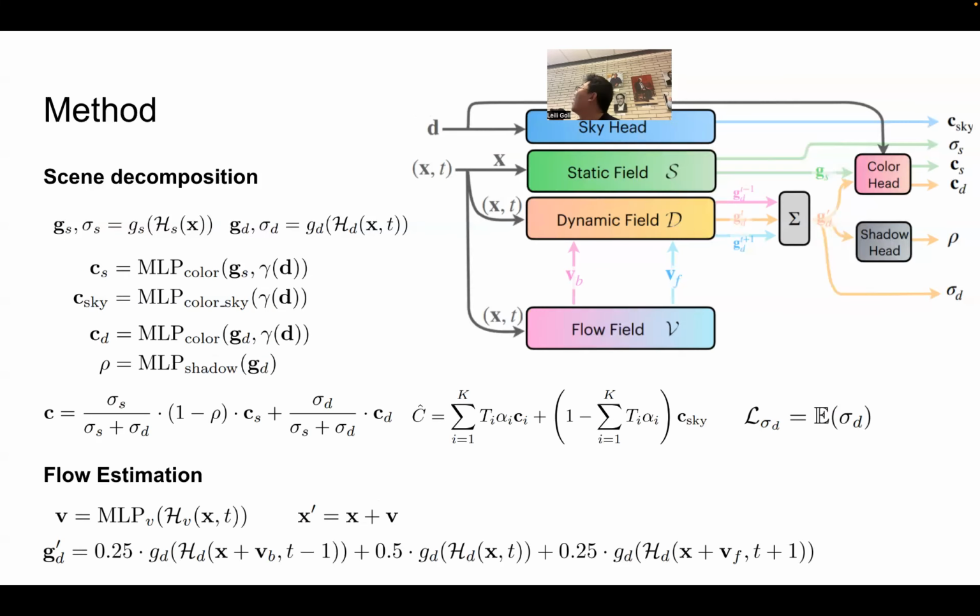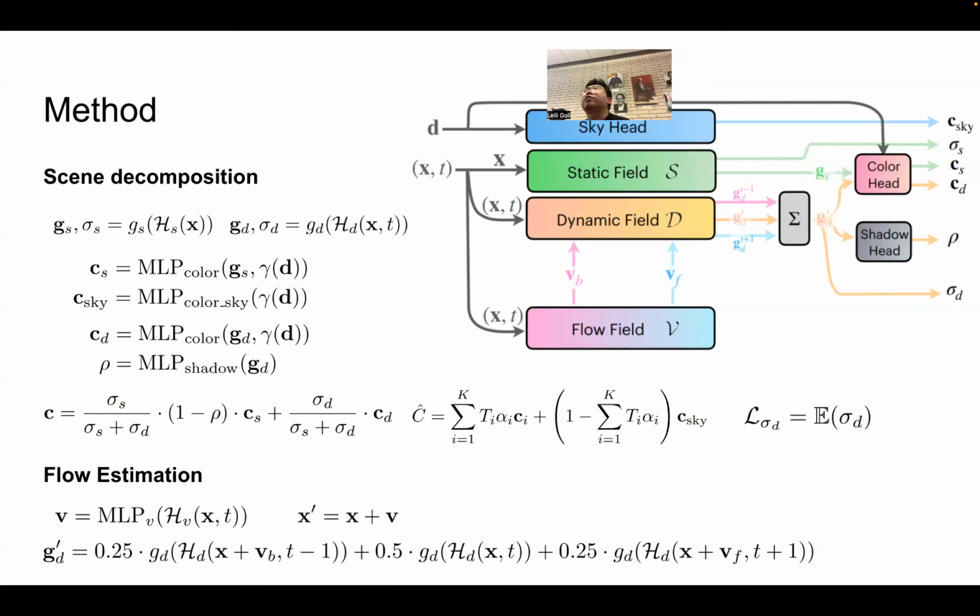Sorry, we analytically derive the flow field from the dynamic field instead of using another MLP. What do you mean? The question is, can we derive the flow field from the dynamic field analytically? I think the dynamic field already contains the flow information. That's my hypothesis: can we get the flow information from the dynamic field instead of using another MLP field? I'm not sure whether that is the answer.